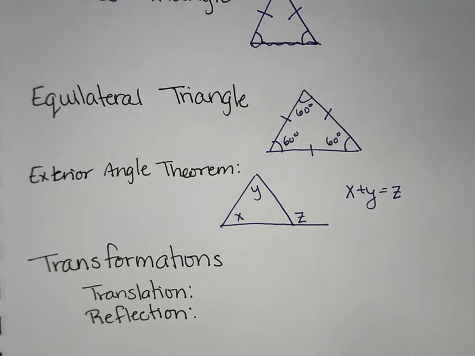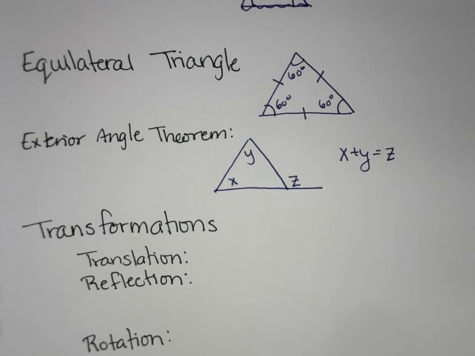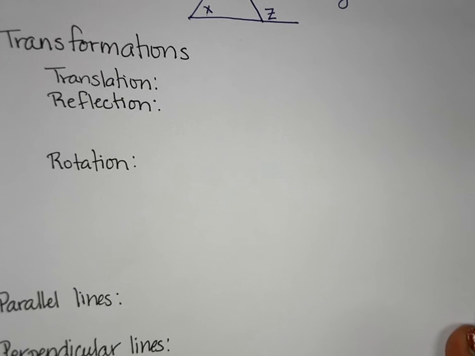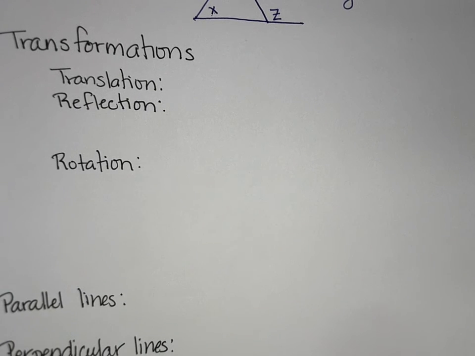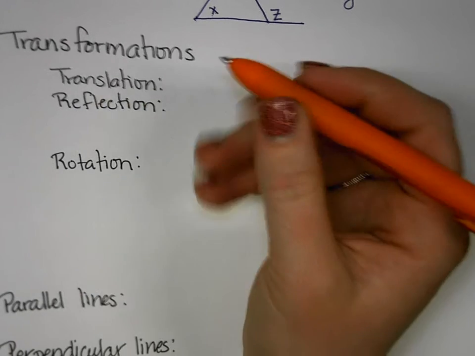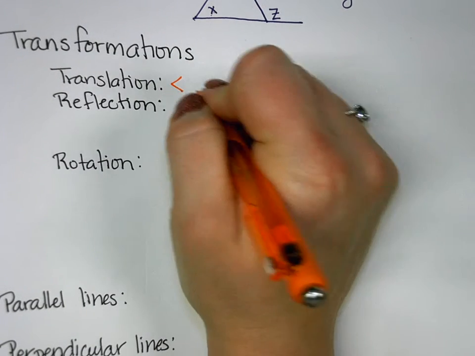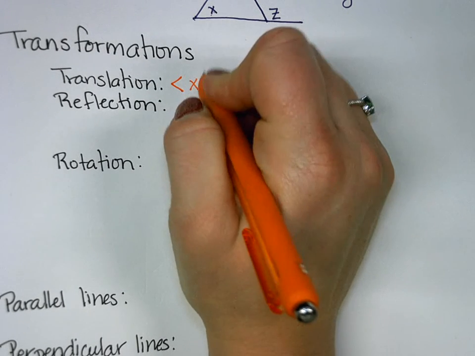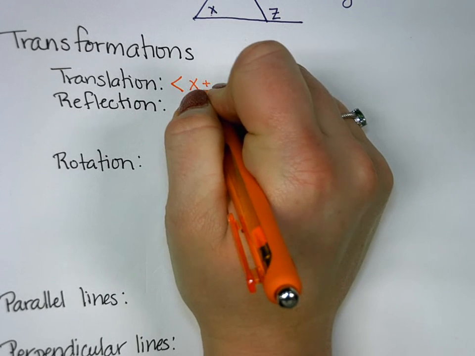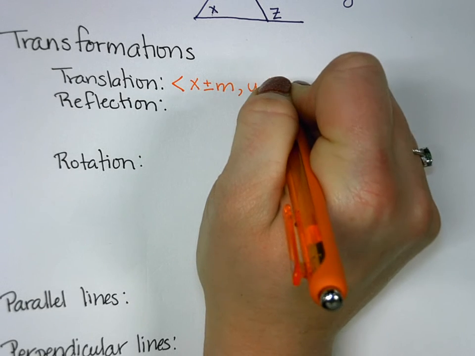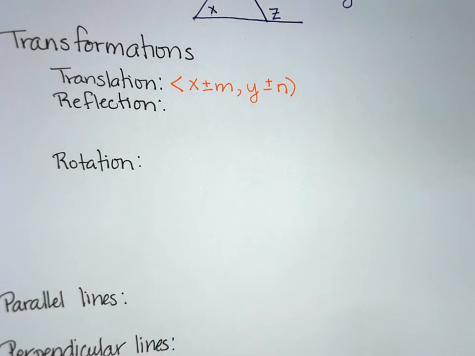Okay, we also did transformations in this unit. So, our rules for transformations. First, we had a translation. Our rules for translations were you took your x and you either added or subtracted something. You took your y and either added or subtracted something.